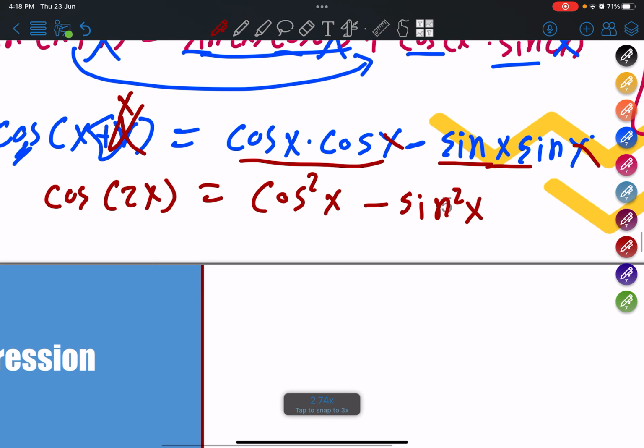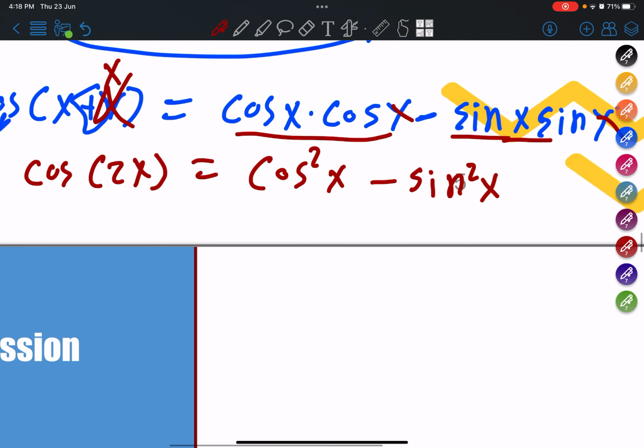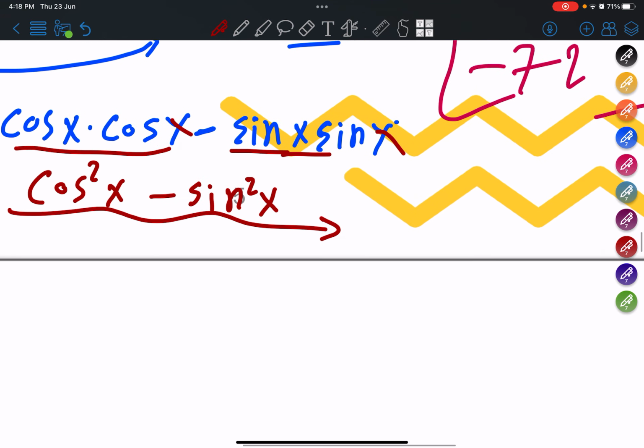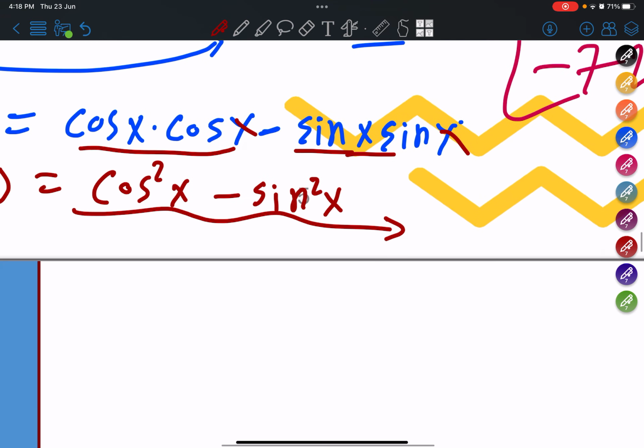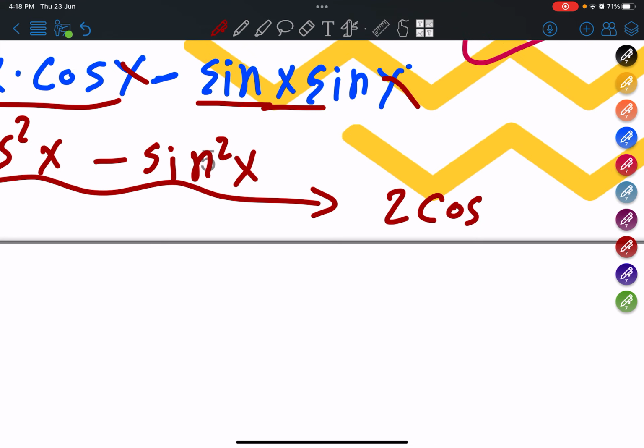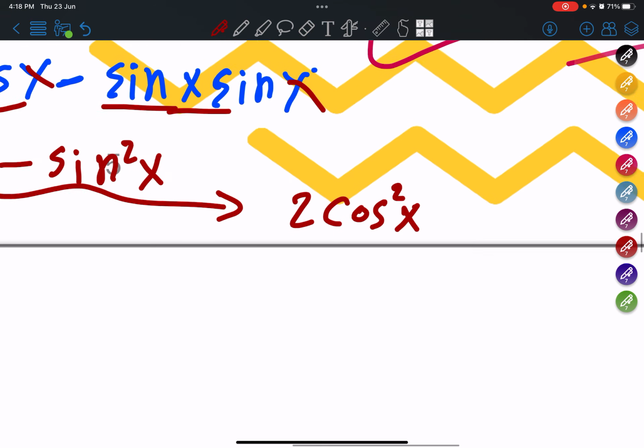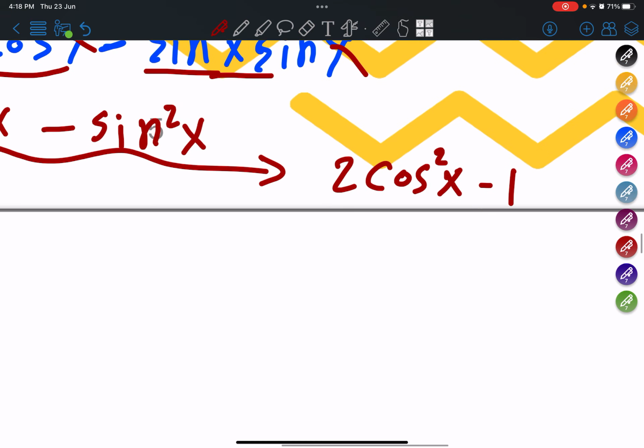We also have to know that this formula has two versions, in terms of sine and in terms of cosine. So how do we convert it in terms of cosine? In terms of cosine, it will become 2 cosine squared x minus 1. And in terms of sine, it will be 1 minus 2 sine squared x. Okay.